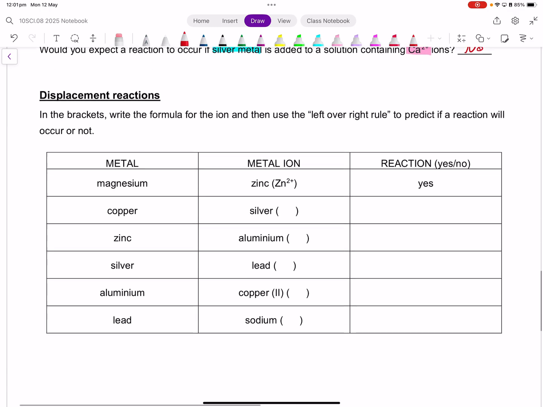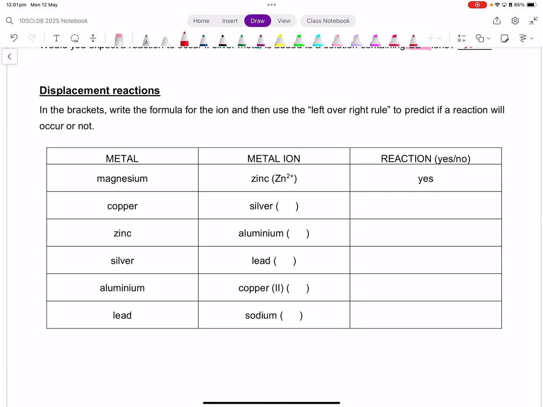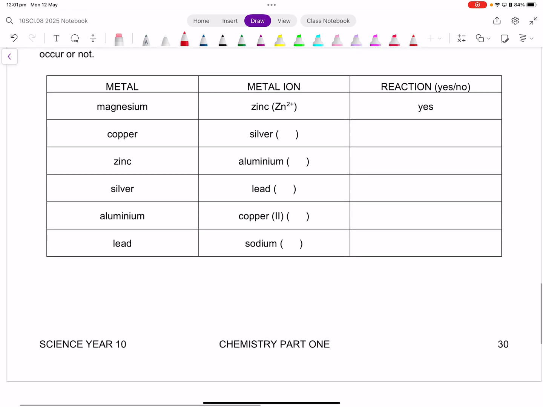What I'm going to get you to do right now, can you go and fill in this table for me? You're going to need to put in the brackets there what the metal ion actually is, but using your standard reduction table, can you have a go at filling in this table on page 30 for me?